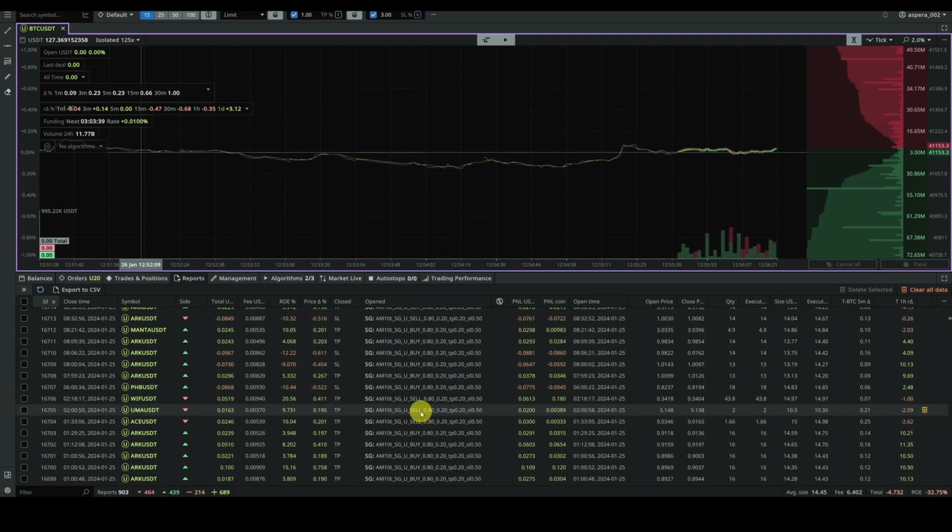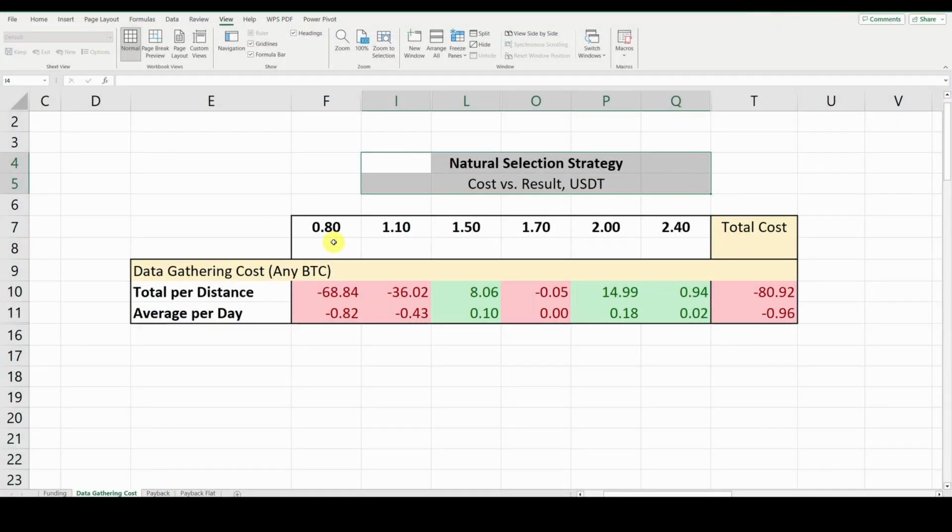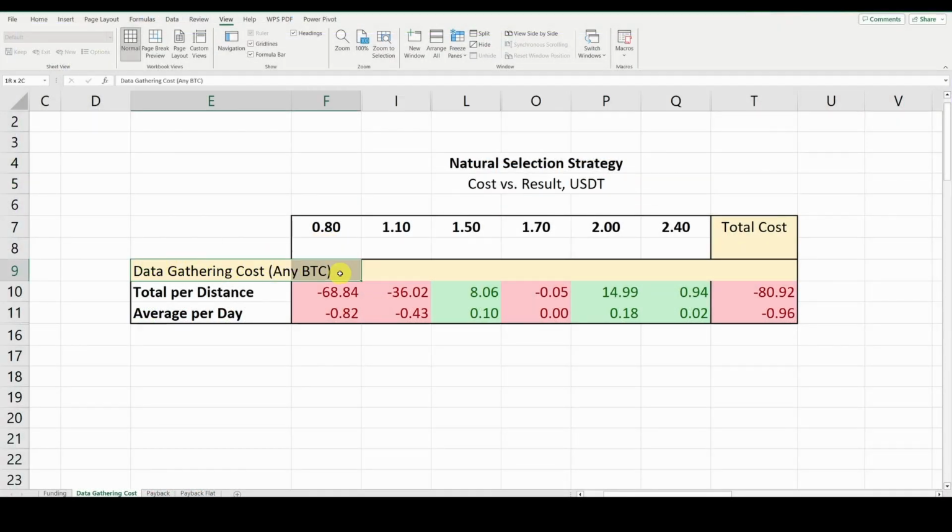Let's see the current summary of the costs. Here is the breakdown per distance regardless of BTC volatility. At this point, I've spent 81 USDT in total at an average of about 1 USDT per day. Shorter distances keep costing more, while longer distances are either around zero or even profitable as a whole. But what do I get for that cost?